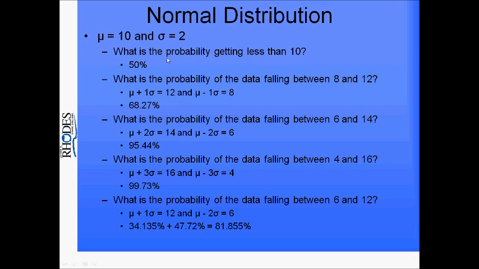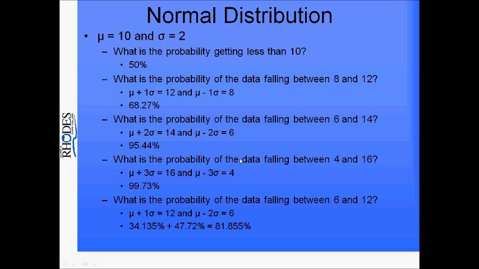Same thing here with 6 and 14. If I take 2 standard deviations times 2, because I'm 2 sigma away, that is 4. So 10 minus 4 is 6. And 10 plus 4 is 14. So it's plus or minus 2 sigma. So when I go on my chart and look at plus 2 to minus 2, it's 95% of your data.